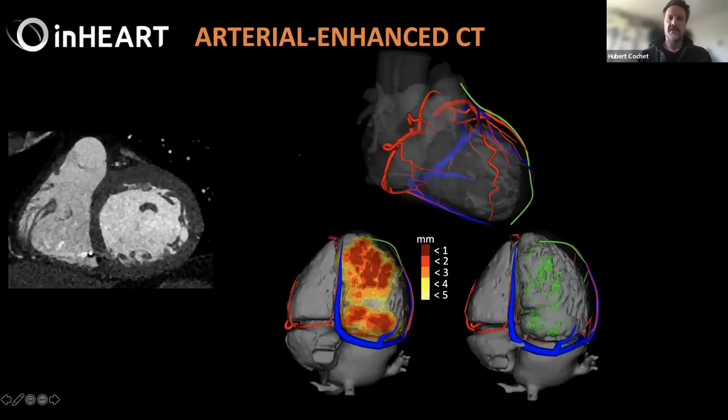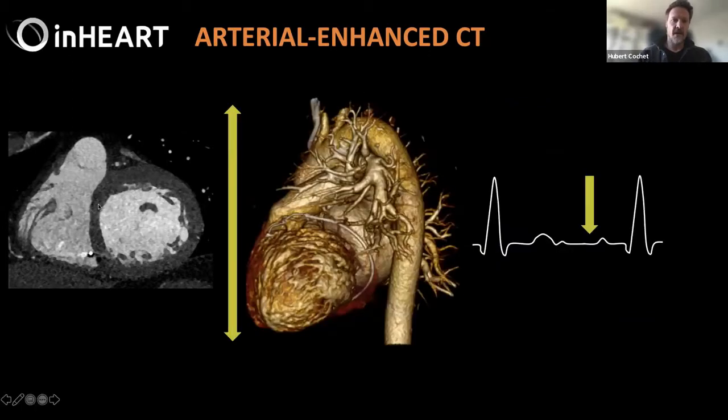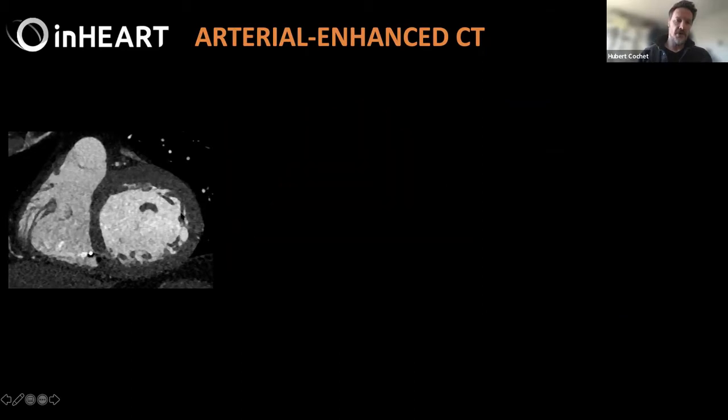Here is a slide that shows the most available technique, which is arterial-enhanced CT. So it's the same thing as a coronary CT, except that the injection protocol is slightly different because we need enhancement in both the LV here and the RV in order to visualize also the right ventricular structures and the thickness of the septum. But apart from that, it's a very standard cardiac CT acquisition.